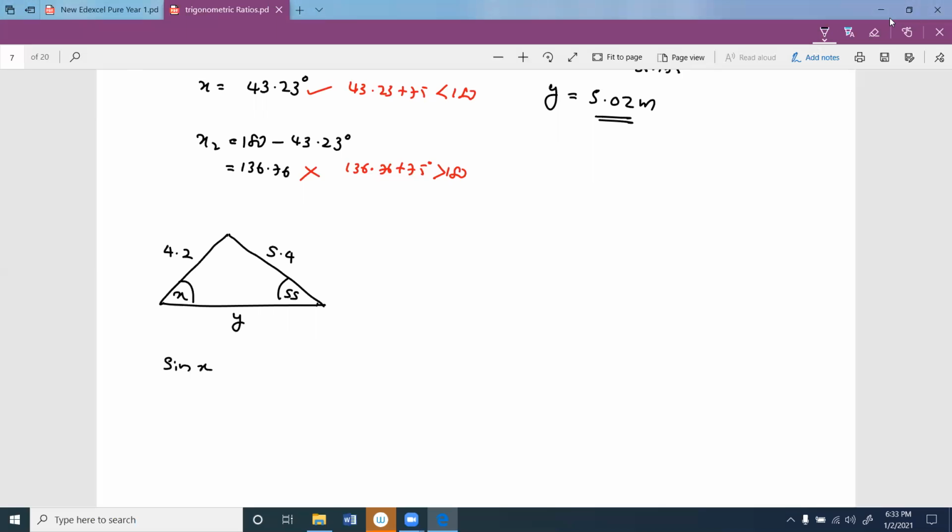Apply sine rule. Sine x over 5.4, sorry, sine x over 5.4 is equal to sine 55 over 4.2. So with that you can say sine x equals sine 55 into 5.4 divided by 4.2.